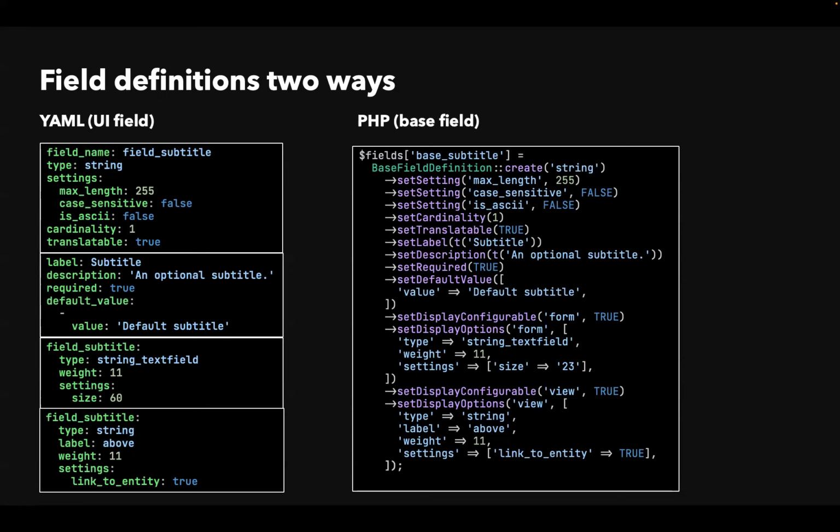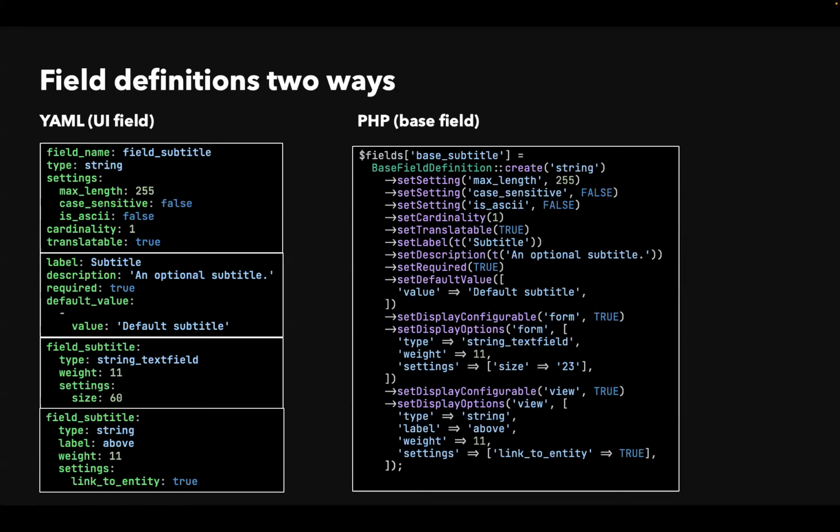And then the remaining two: the next one is the form display, and then the last one is the view display. So it's defining which widget is used for the form display and which field formatter is used for the view display. So if you look on the right-hand side, you'll see everything. I tried to line it up as closely as I could, but you can almost see it one-to-one.